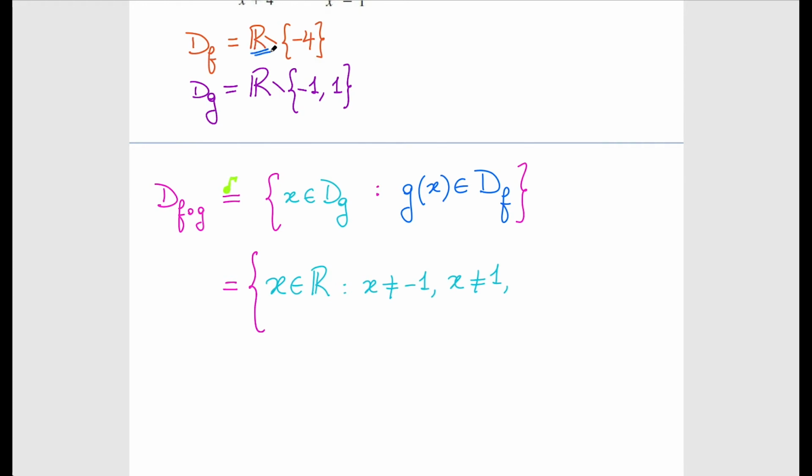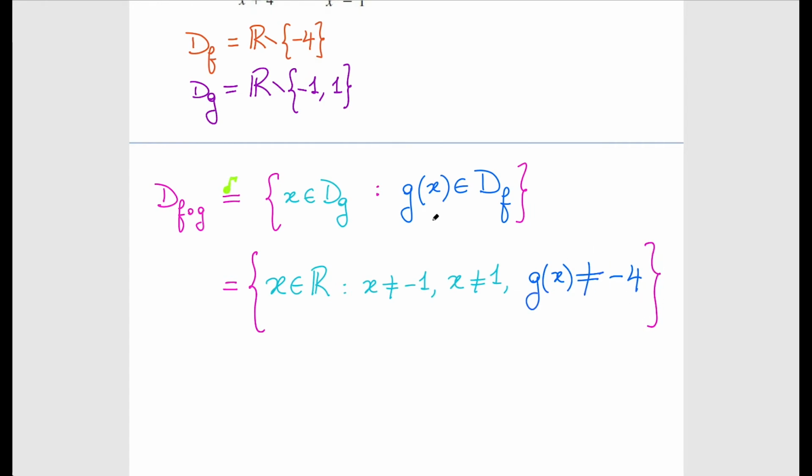It should be a real number, but g of x is for sure a real number because I'm taking x to be a real number that's not negative 1 nor 1. This means g of x is going to be an output, so it's a defined thing, and hence it's a real number. But now to be in the domain of f, it should not be negative 4, right? So g of x should not be negative 4. Agree with this?